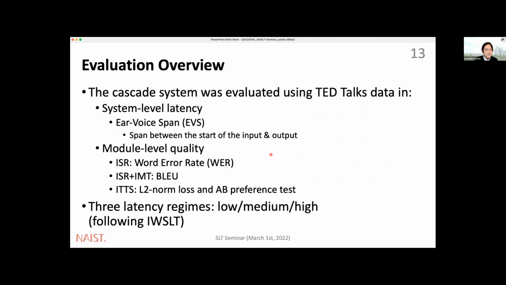So by this procedure, the cascade system was evaluated using TED Talks data, like the simultaneous translation task in IWSLT. We apply these evaluation metrics. The first is the ear voice span to evaluate system level latency. This is the span between the start of the input speech and the output speech. We also measured module level quality using the word error rate for automatic speech recognition, and BLEU for the speech-to-text translation, and L2 norm and AB preference test to evaluate the TTS.